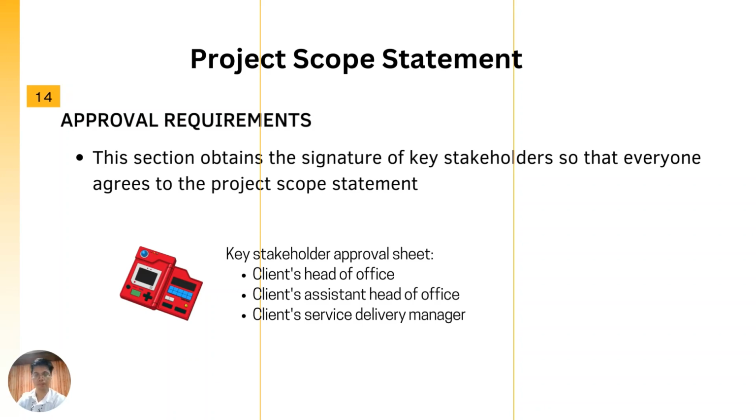In our Doggy Dex project, there are 3 key stakeholders that need to have their approval secured: the client's head of office, the client's assistant head of office, and the client's service delivery manager.